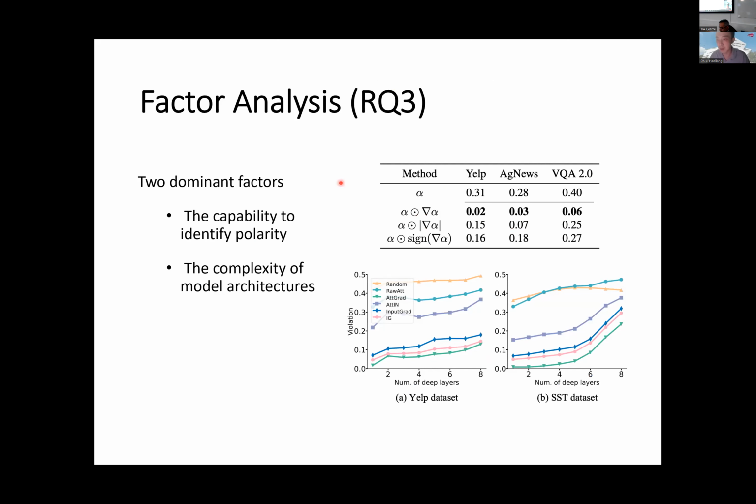And last but not least, we want to study the dominant factors. What kind of factors influence the faithfulness? Based on the results, we see that the capability to identify the polarity and also the complexity of the model architecture matter. We identify two issues: one is the gradient, and the other is the explanation, the attention scores as well as the corresponding gradient. Both of them play very important roles for the faithfulness analysis.